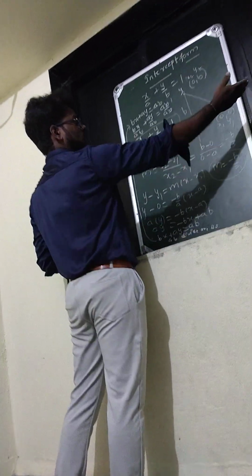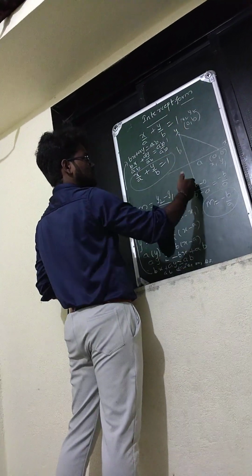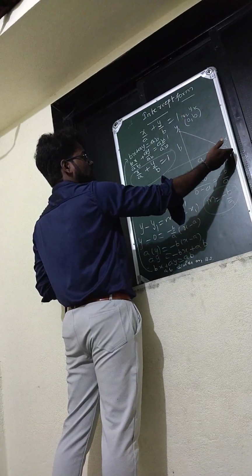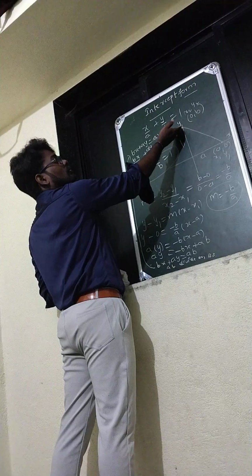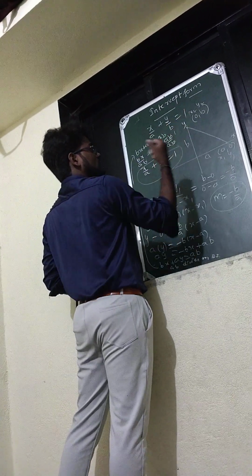This is the proof. First, you draw the x-axis and the y-axis. One point passes through only the x-axis, so its y position is 0. One point passes through only the y-axis, so its x position is 0.